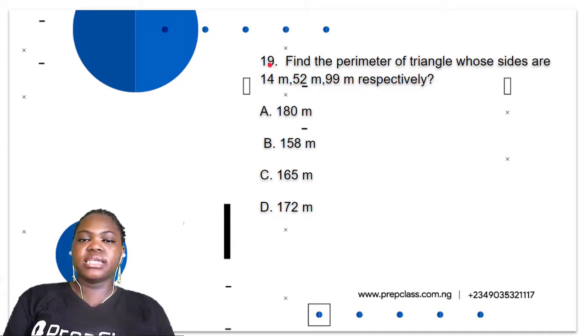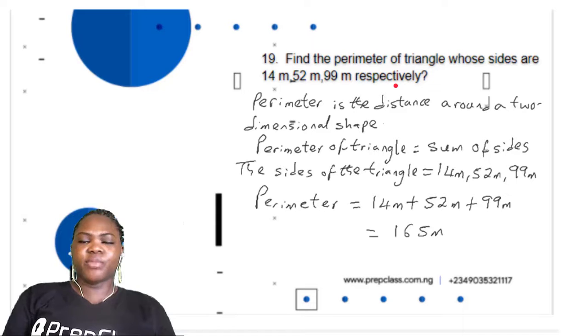Now the next question is number 19. Find the perimeter of a triangle whose sides are 14 meter, 52 meter, and 99 meter respectively. What is perimeter? Perimeter is the distance around a two-dimensional shape. A two-dimensional shape is a plane figure that has two dimensions, that is, it has length and breadth. Examples of two-dimensional shapes are circle, square, triangle, and rectangle.